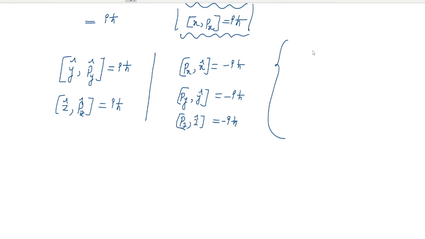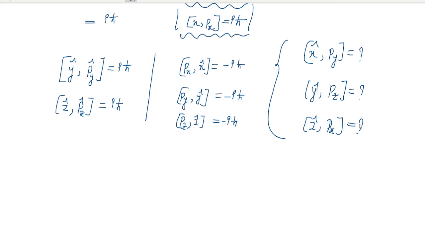You may check these things for practice. The x component with py component, y component with pz component, z component with px component, you get the answer equal to 0. Then you may check these things.